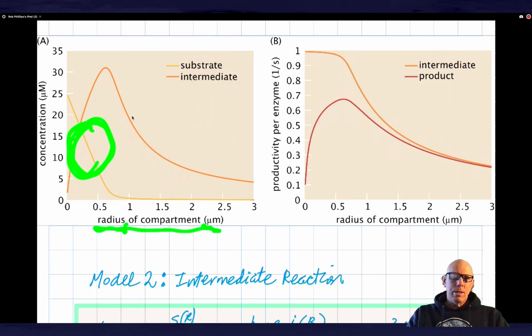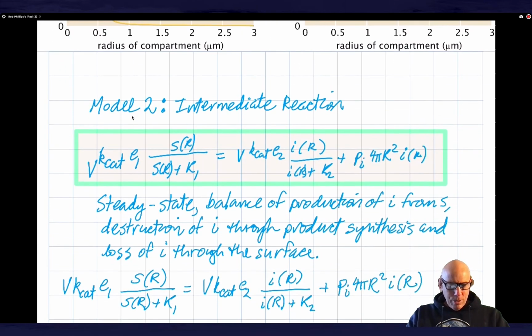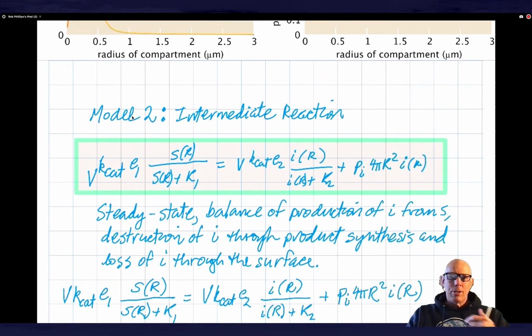The concentration on the interior is always going to be smaller than the concentration on the exterior. So this reaction is always going to go slower than it would if the enzyme were in bulk. But now let's think about part 2 to this, which is the intermediate reaction.